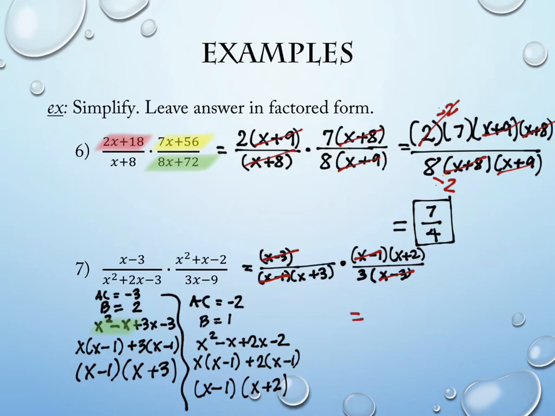So I'm left with x plus 2 on top. You don't necessarily have to put the coefficient first. I tend to. That's probably more standard notation, to put that 3 first and then put the x plus 3. But if you put it in the back, it would be okay. Any questions on that one?